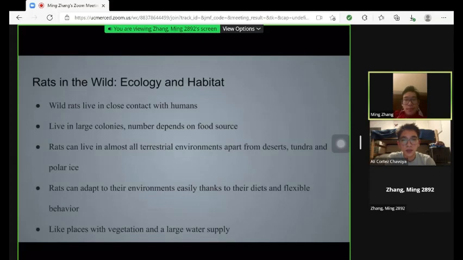Amazingly, rats are able to live in almost all terrestrial environments apart from deserts, tundra, and the polar ice. What allows the rats to live in all types of environments would be their flexible diets and behavior. However, despite their hardiness, they do tend to live near vegetation and water supplies.